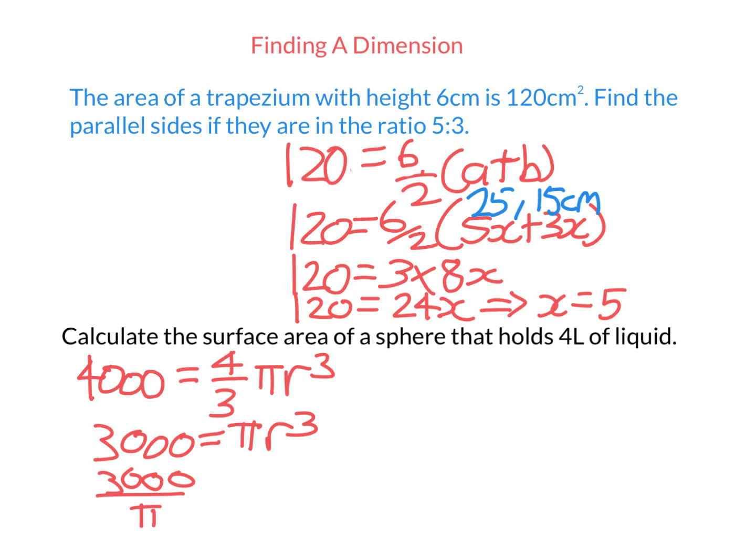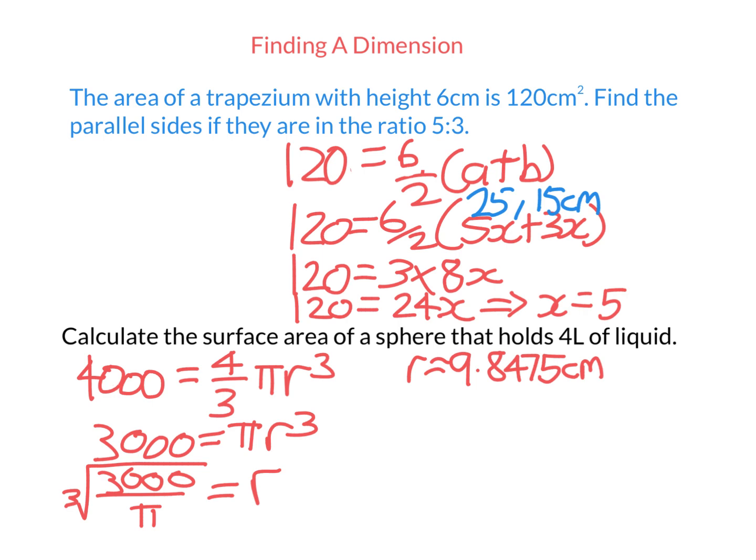So the way I undo cubing, r cubed, is to cube root. So I'm going to put the cube root of 3,000 over pi on my calculator. That will be r. So if I put this on my calculator, I get that the radius is about 9.8475 centimetres, because this was centimetres cubed.